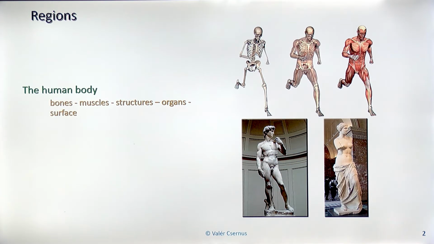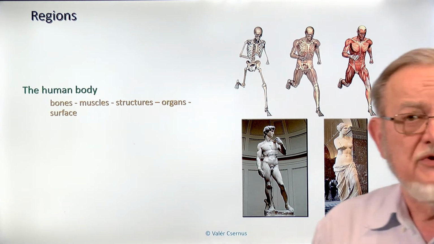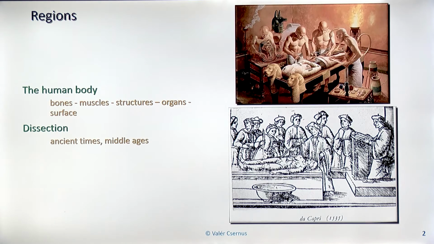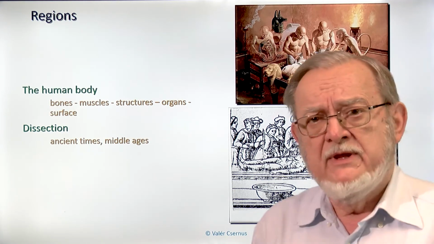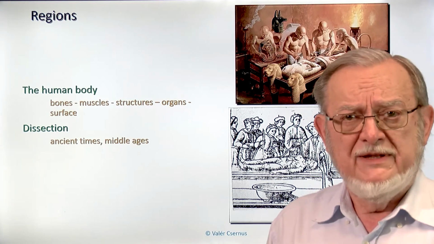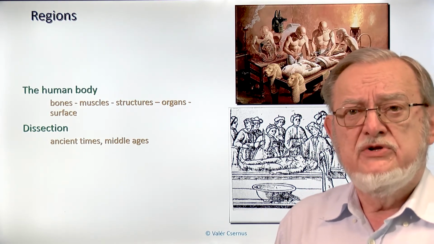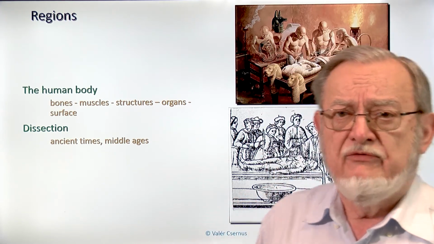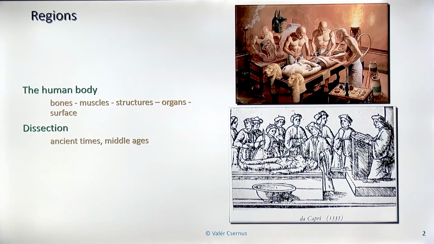Structures is a kind of nickname for arteries, veins, lymphatic vessels, and nerves, and also different organs. And the surface also has some kind of anatomical terminology. In this lecture, I introduce you to studying all of these components of the human body. The only way you can really become familiar with the structure of the human body is to dissect it, to have a personal impression of these structures. For that, we need dissection.